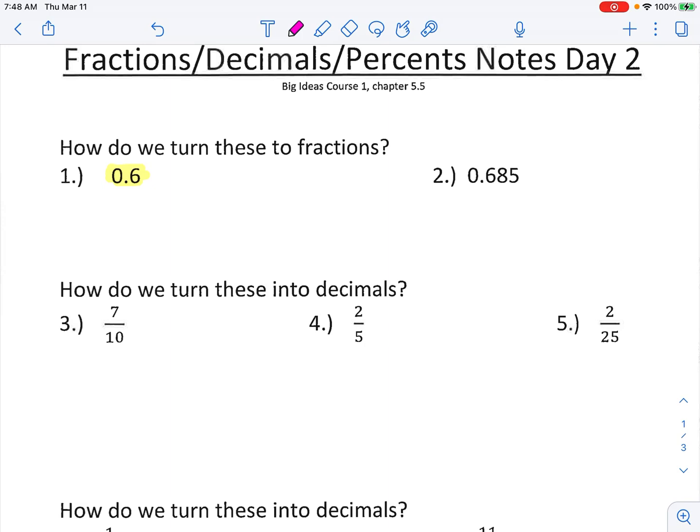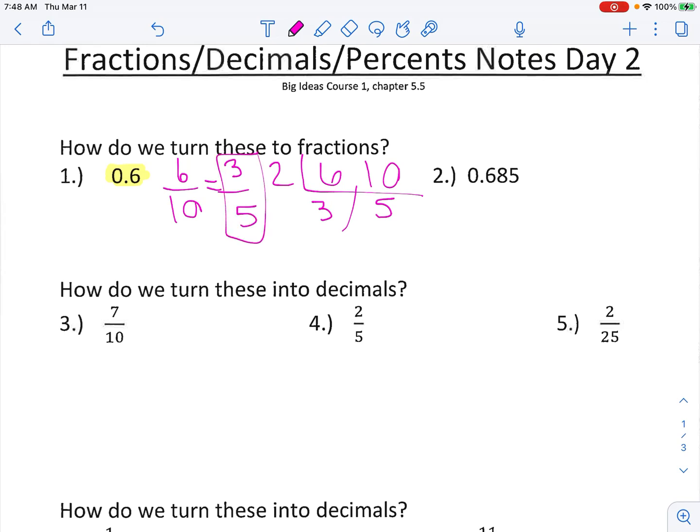So 0 and 6/10 would be written as 6/10, but remember that your fractions always have to be reduced to lowest terms. To reduce a fraction, we always want to make a division ladder. We're going to divide by 2. So 6 divided by 2 is 3, and 10 divided by 2 is 5. So your final answer for this would be 3/5.